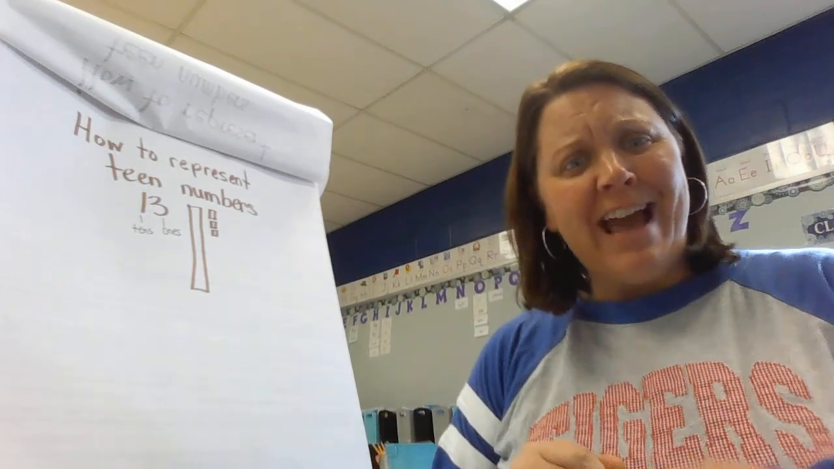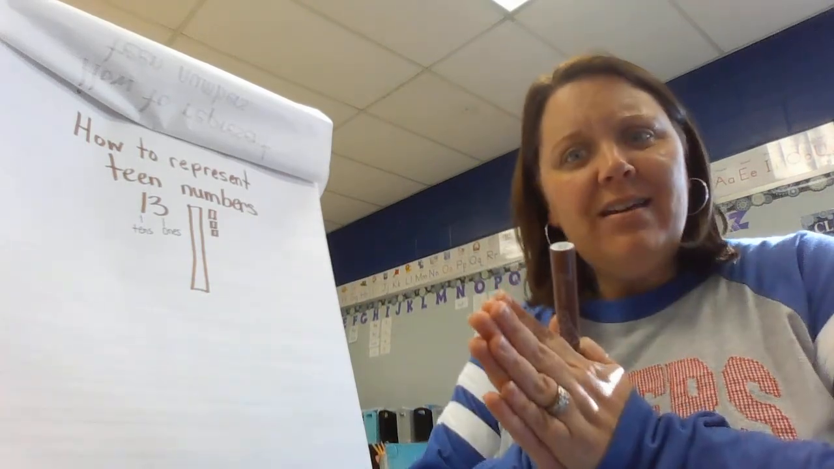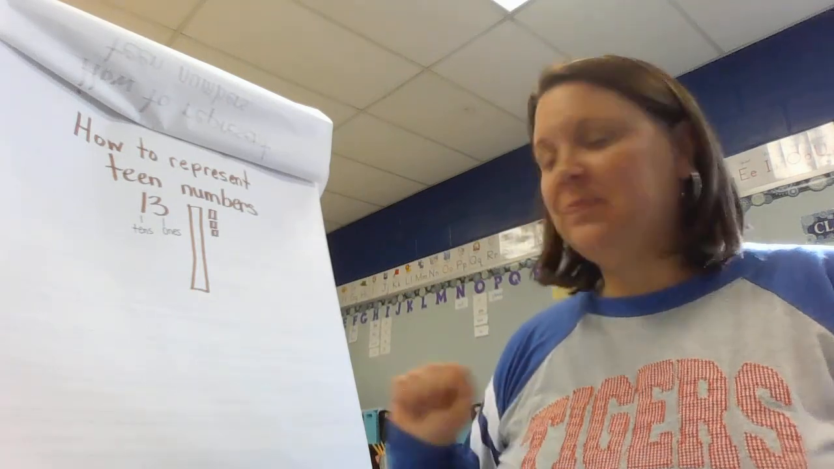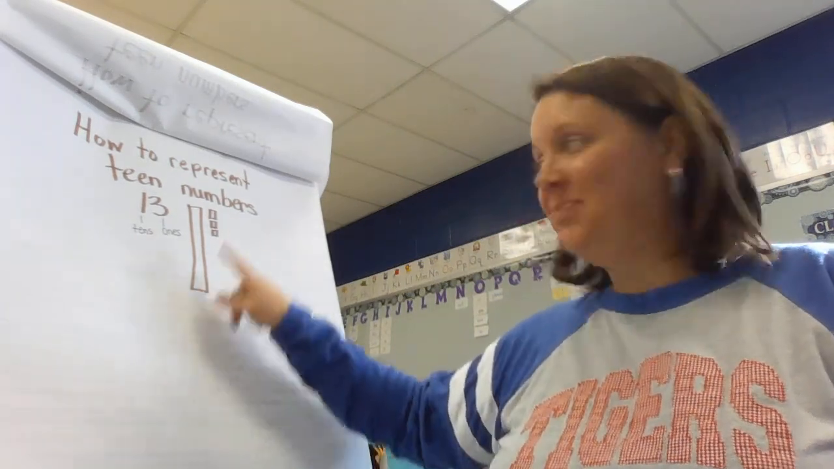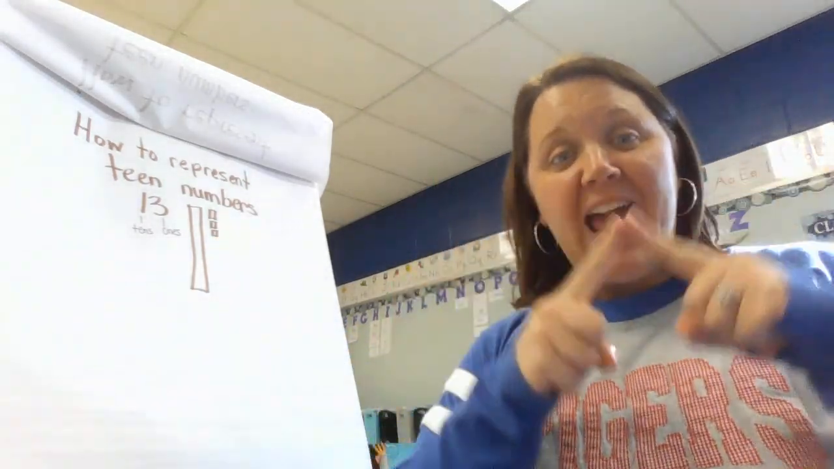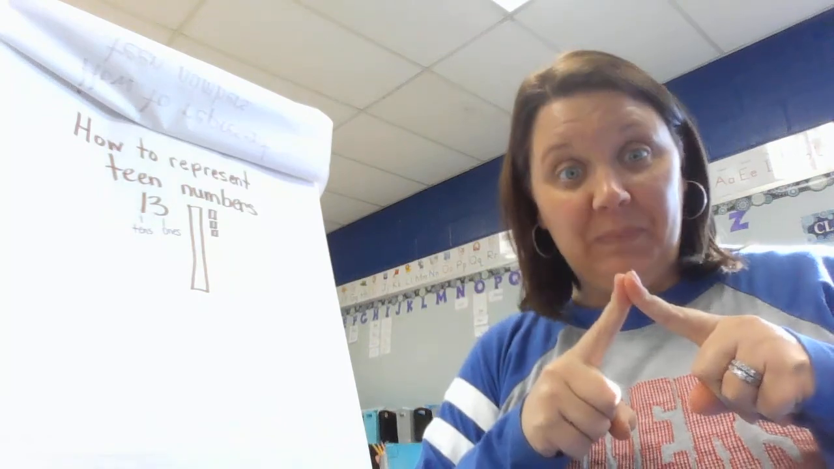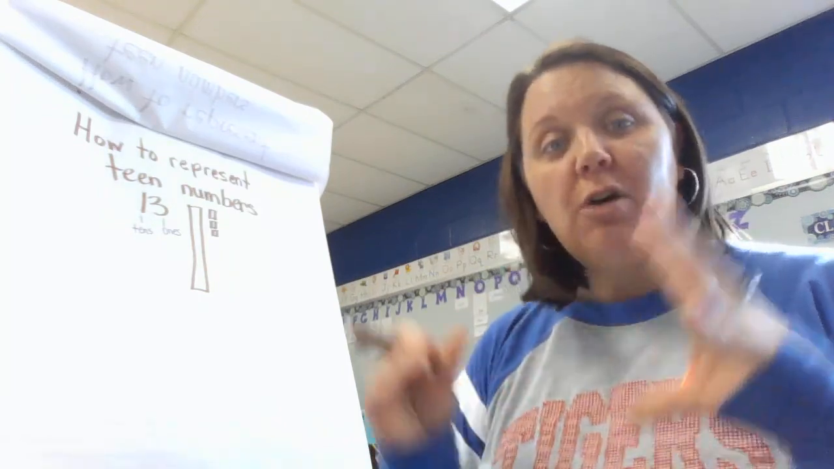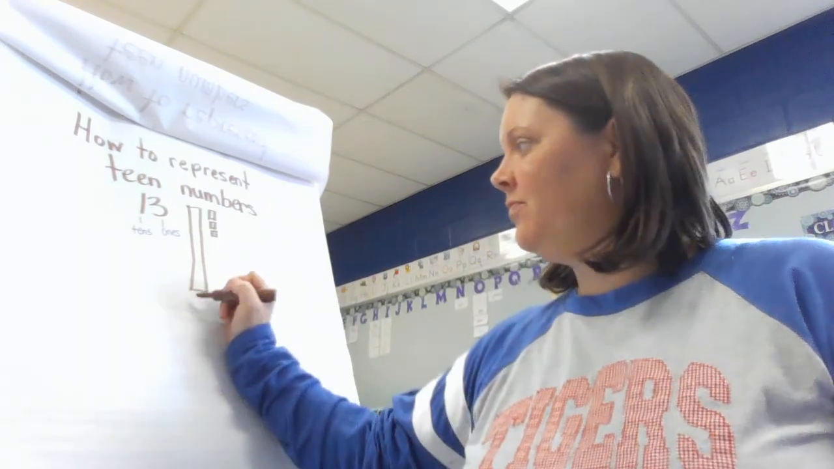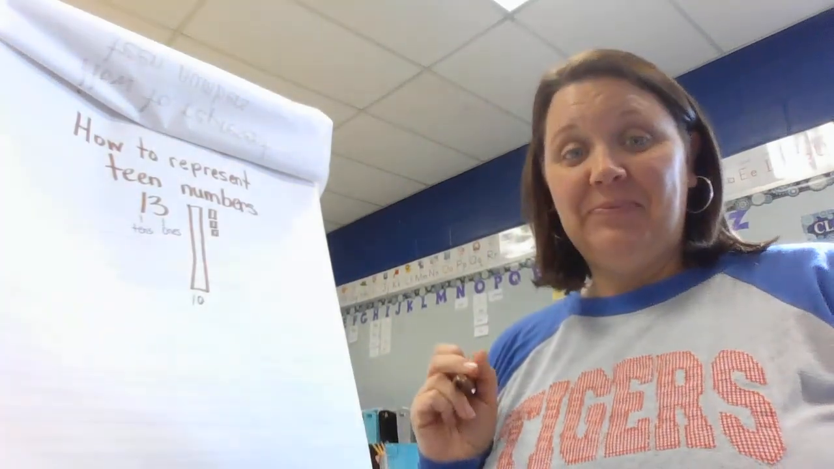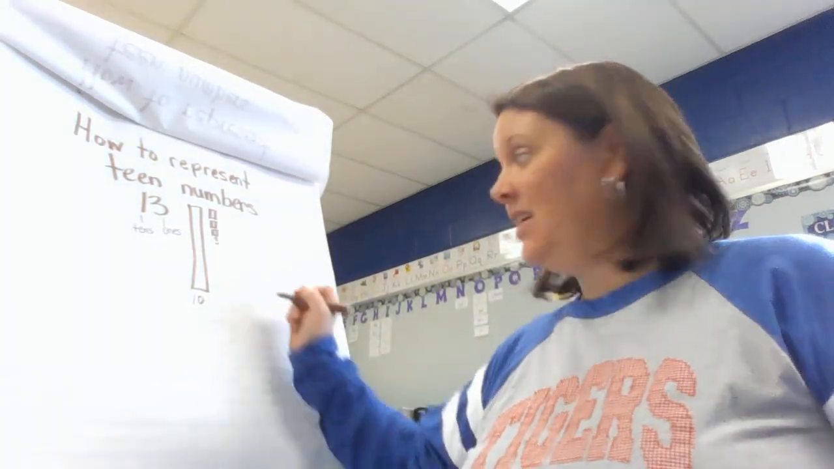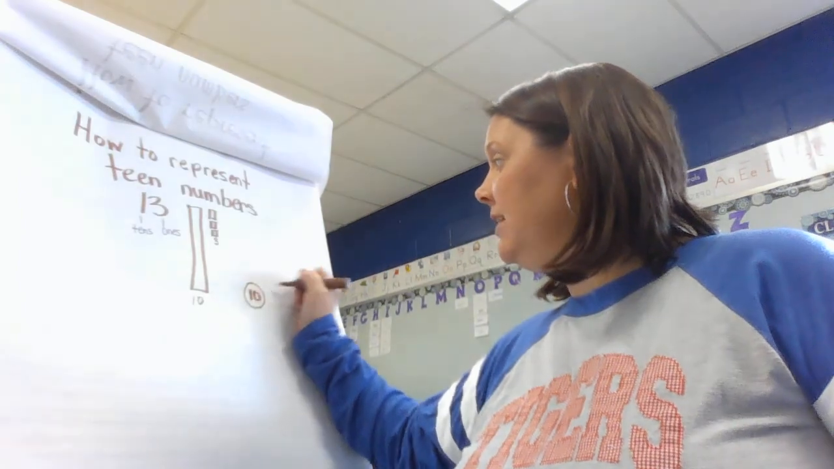I can represent that using a number bond because there's two parts right here. This is a part and this is a part. And what do I know about parts? They add up to a whole. So I'm going to draw my parts at the bottom first. What do you think my first part is? It's a 10. And what is my second part? It's a 3. So my number bond should look like this.